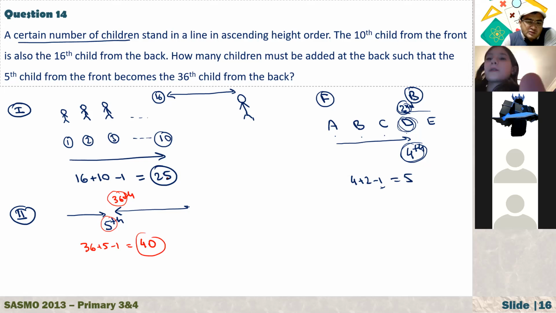And before that, how many students did we have? 25. So to make this number 40, we have to add how many students? We have to add 15 students or children.